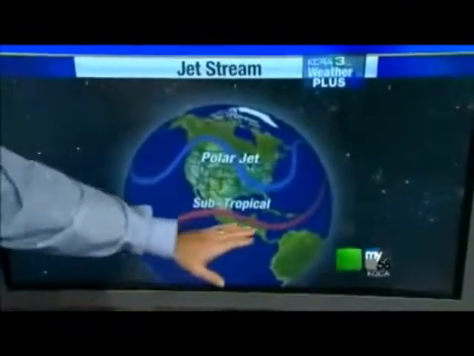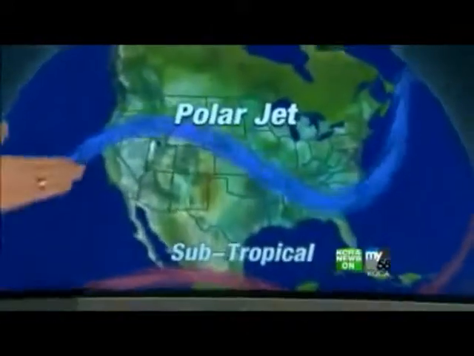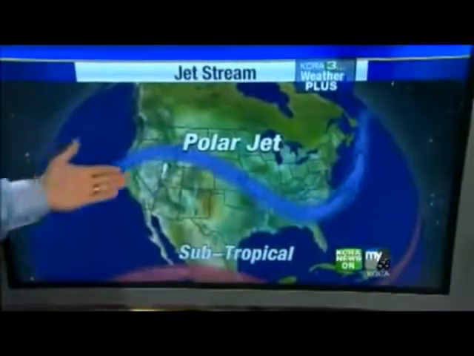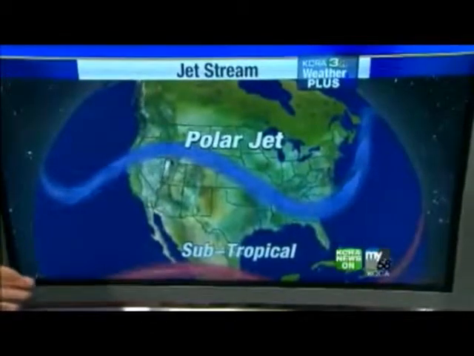You have the subtropical jet stream. That's generally to the south of the United States, but occasionally it does affect or impact the southern half of the United States, including California. We sometimes feel the effects of the subtropical jet stream. But mainly it's the polar jet stream that we're concerned with and that we like to watch as far as the weather patterns that we have shaping up.